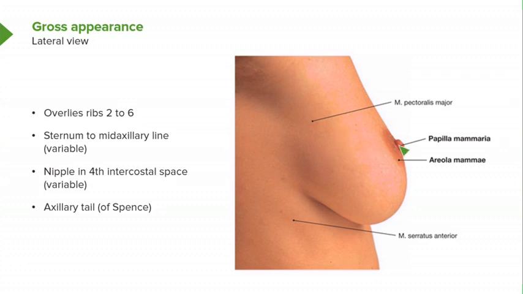In addition, the nipple is said to overlie the fourth intercostal space. This is a more constant location in men. However, because of differences in breast size and the effects of aging, the nipple may be at a lower relationship. And if the breast does extend more toward the mid-axillary line, that extension of breast tissue is referred to as the axillary tail, or you can say the axillary tail of Spence. Spence is utilizing the eponym.